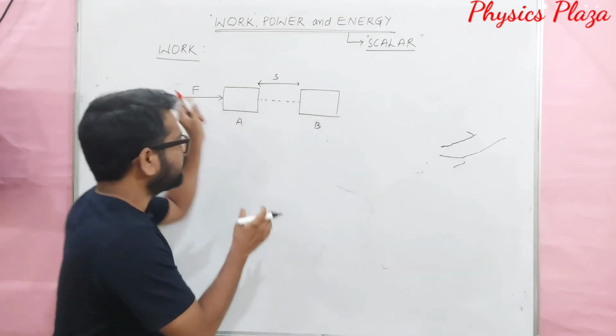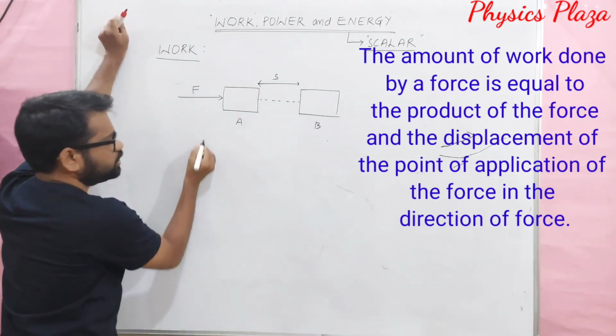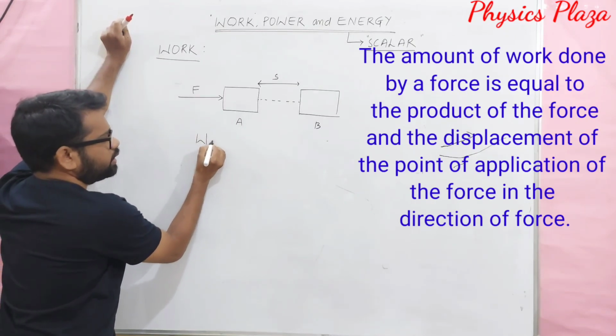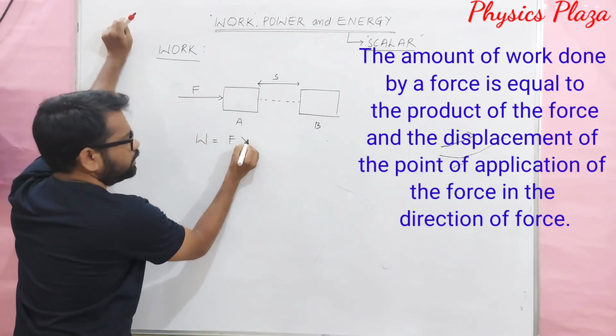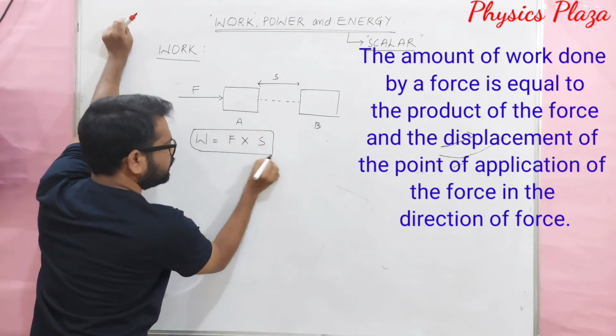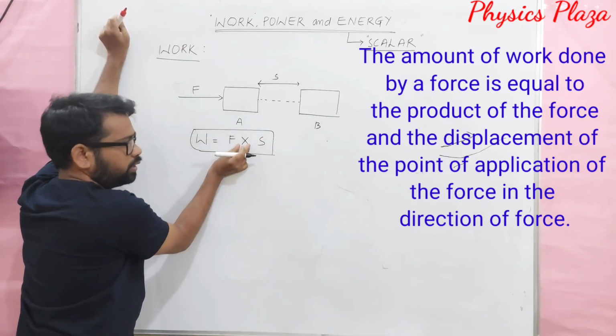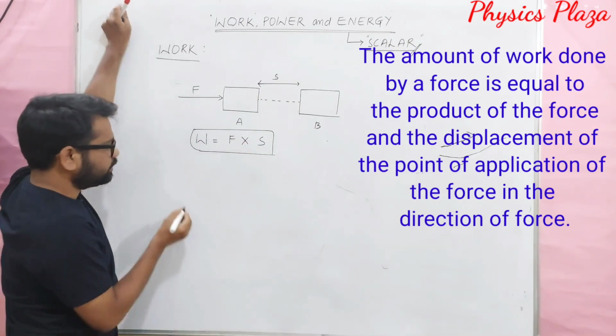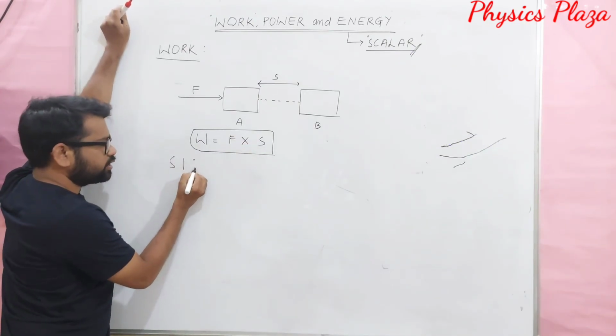Let us see. So mathematically, how can we write it, dear children? Work can be written as force into displacement. Children, it is purely a dot product only. It is not a cross product. Okay, let us see. What are the SI units of work?